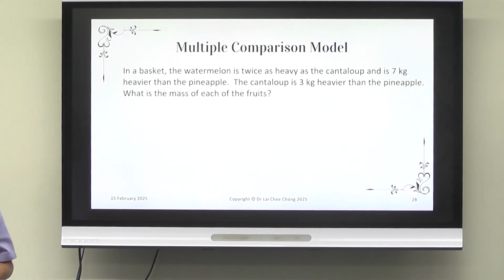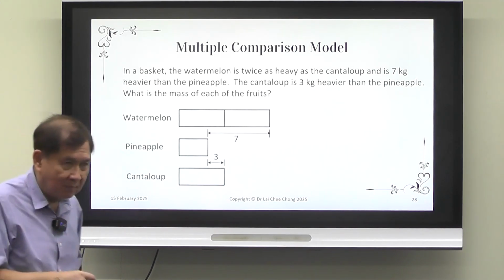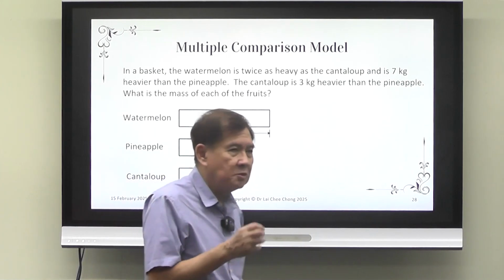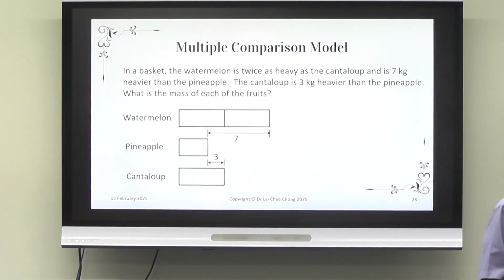Now I'll show you this bar model, you see what's going on. I put the bar model right in the middle. I choose the lightest one, the smallest quantity, in the middle. Because this one, the lightest one, has also been used to compare with what? Both the watermelon and the cantaloupe. Am I right to say that? Yes. So it's easy for me to draw the bar model.